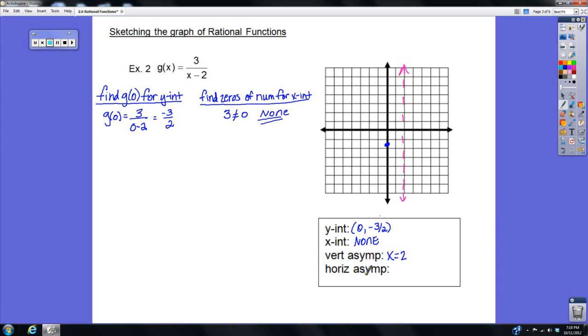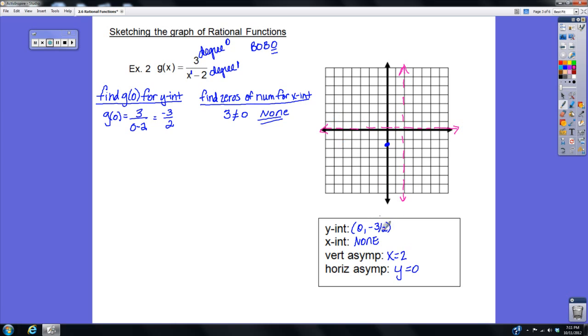Okay, let's try our horizontal asymptotes. Remember, for horizontal ones, we need to take a look at the degrees. The degree at the top is 0. The degree at the bottom is x to the first. Bigger on bottom, 0. Bobo. Horizontal asymptote: y equals 0. Put that on your graph. y equals 0.